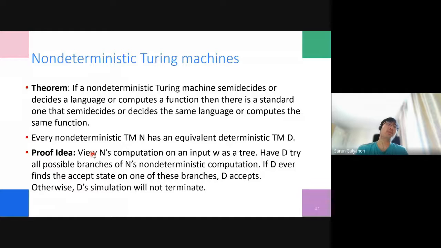At this point, we have looked at the definition of the non-deterministic Turing machine, and after the break, we will look at the proof that we can build a deterministic Turing machine that is equivalent to the non-deterministic one.